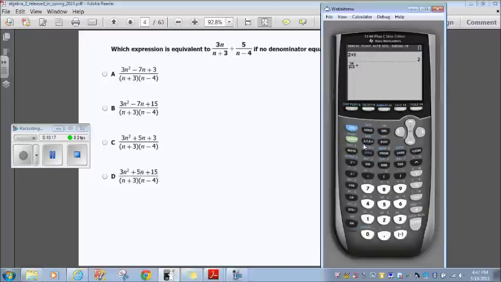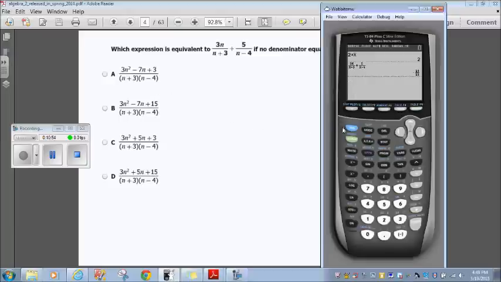Plus, put in another fraction, alpha y equals 1, 5 over x minus 4. Now, when I hit enter, I get this fraction, and this fraction says negative 13 over 10. So that's the value the calculator came up with. Now, all I need to do is punch in each one of these and see which one gives me a matching value of negative 13 over 10, and that's my answer.